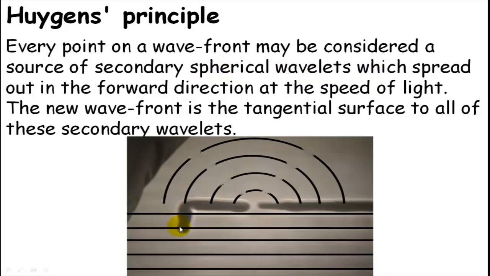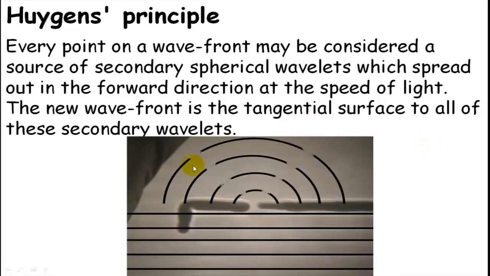So for instance, take for example this line here. We could think of this as a load of spherical wavelets spreading out in the forward direction at the speed of light. Now it says the speed of light, so that's what applies to light, but if you're talking about a ripple tank, it's the speed at which the waves would move in the ripple tank. The new wavefront is tangential to the surface of all the secondary wavelets.